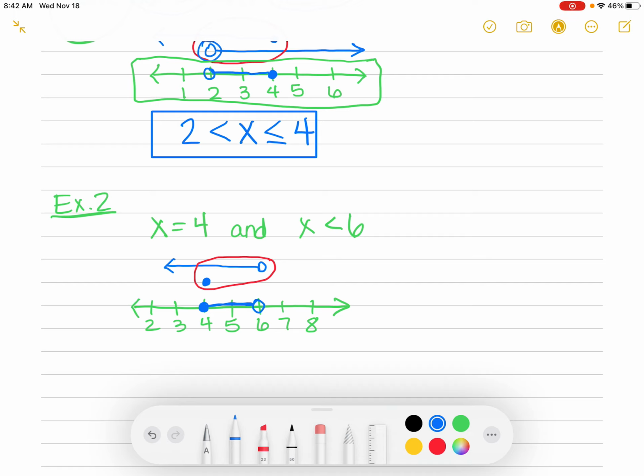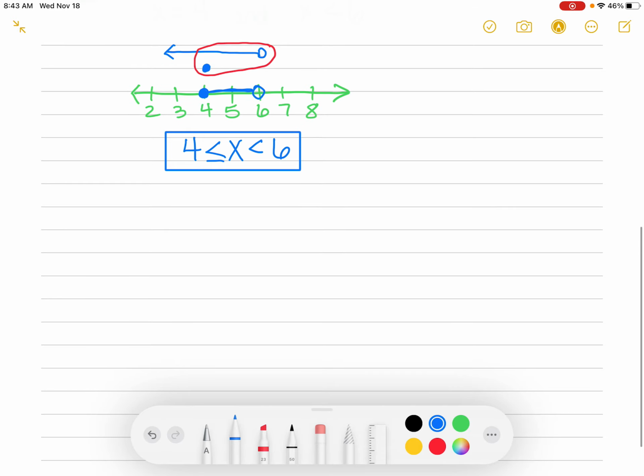This one's going to look a little bit different than the last one. I'm still going to do it the same way, where I put an x in the middle, 6 on this side, and 4 on this side. Now I know x is less than 6 because of where I shade it. So this could be less than 6. And on the graph, x is greater than or equal to 4. So this is how I write that one. Next one, example 3.